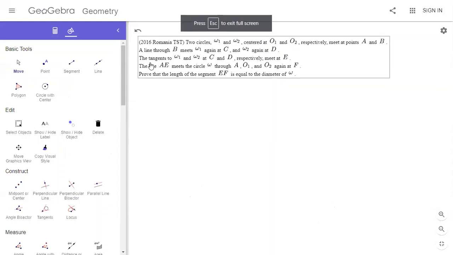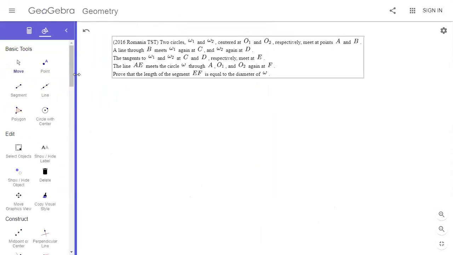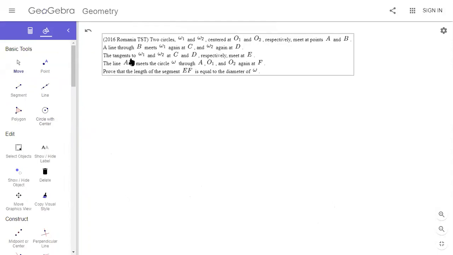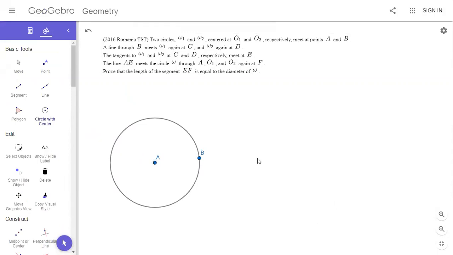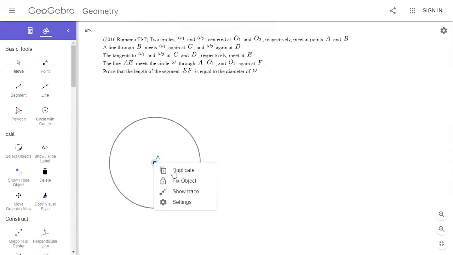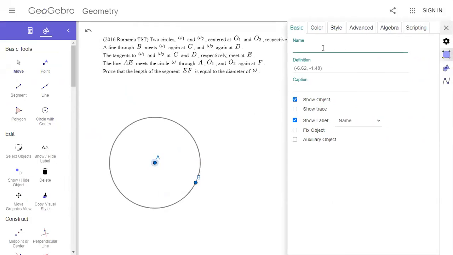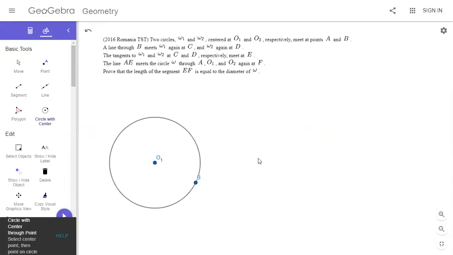All right, there's another problem from Romania, so it's probably also pretty tricky. So we have two circles, omega 1 and omega 2, centered at O1 and O2. And they meet at A and B.